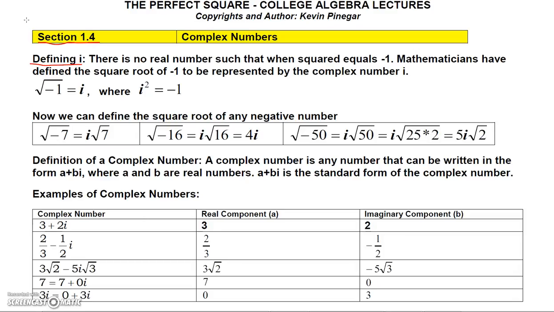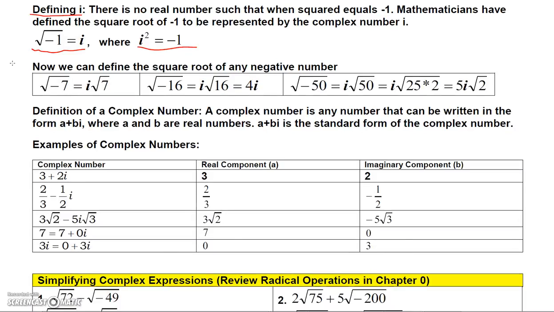Mathematicians realized years ago that there was no number that they could square to give -1, so they just made up a number and they called it i. So here you can see that i represents the square root of -1, and therefore i squared is always going to equal -1. With that, you can now define the square root of any negative number.